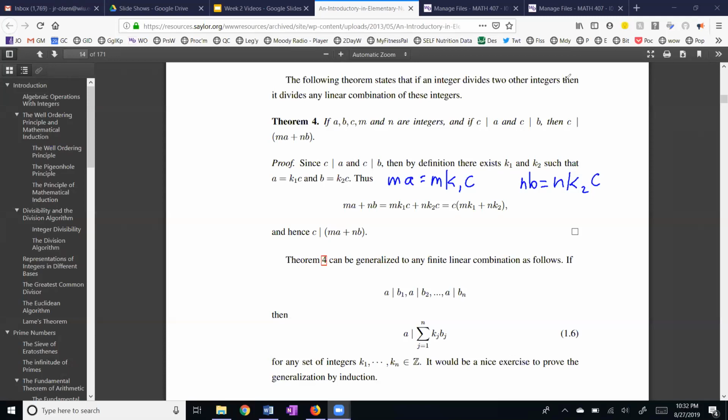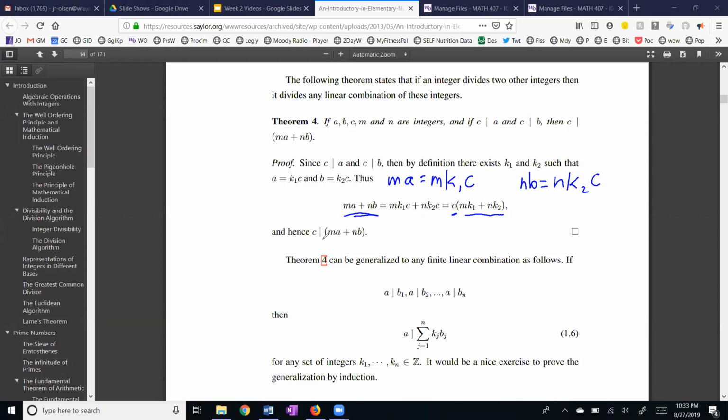Then if we add these two equations together, we get MA plus NB on the left side of the equal sign, and on the right-hand side, we get MK1C plus NK2C. And we see that we have a common factor which we can factor out front, C, by the distributive property. So what we have here is C times a number equals a number. And we go back to our definition of divides, or definition of divisibility. This means that C divides evenly into MA plus NB.